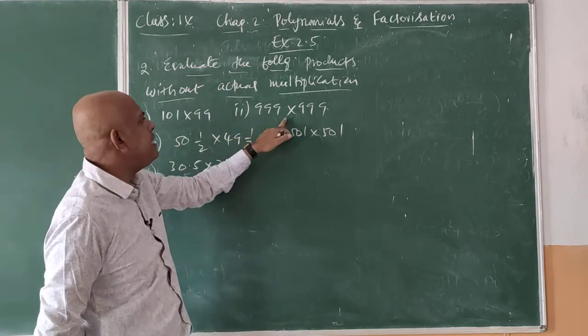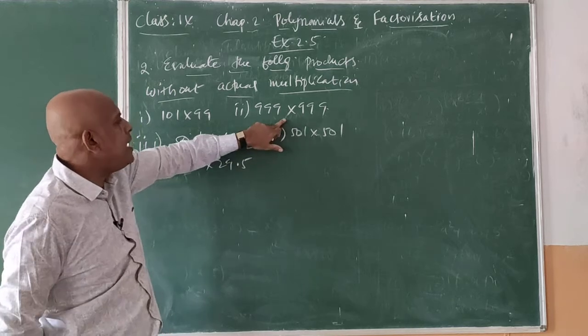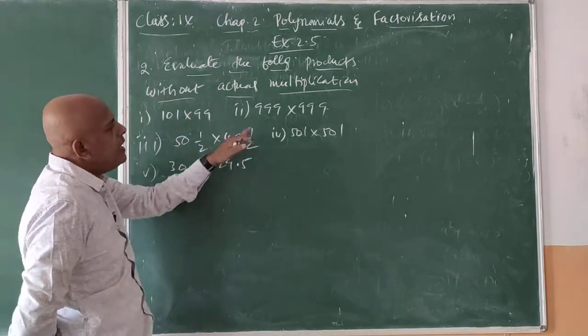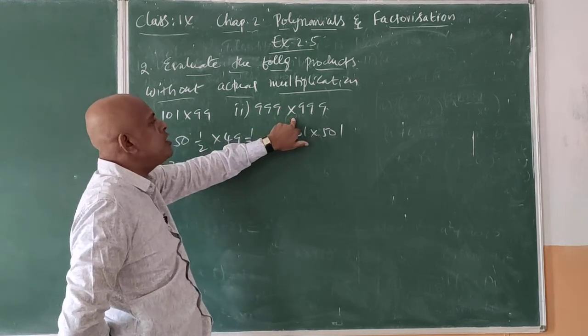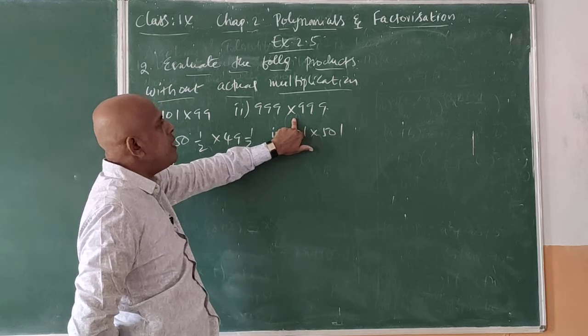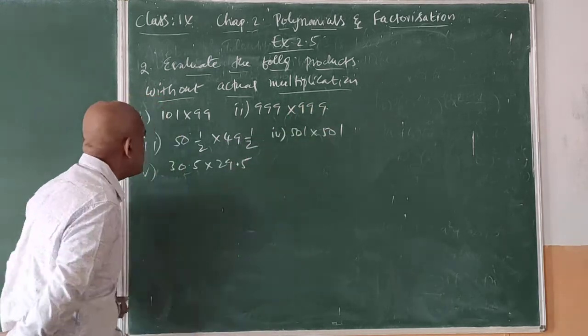Here, 999 into 999. 999 appears 2 times, so it can be written as 999 square. 999 square is near to 1000. It is less than 1000 by 1. So 999 square can be written as 1000 minus 1 whole square, that is the a minus b whole square formula.